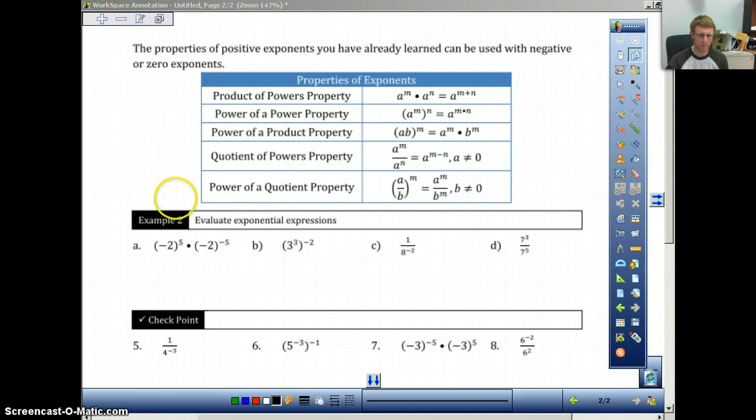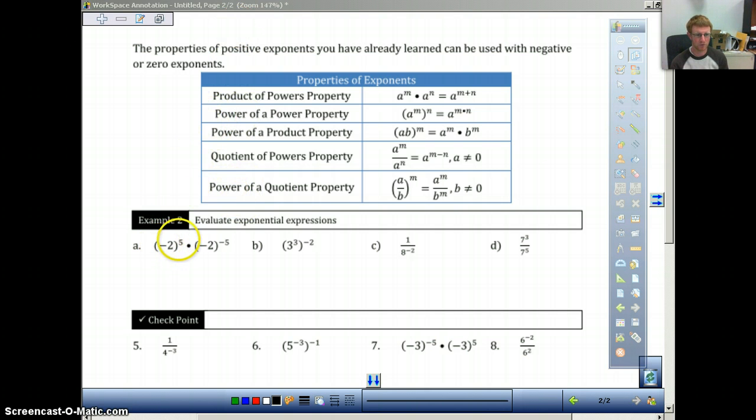Okay, so these are all the properties we have now talked about. So we're going to try and combine some of these together and see what happens. So this is where it gets a little bit more complicated. So what you want to do is make sure you go through these step by step. Do all of the properties that you know and that you're aware of, okay? And we'll see where we're at.